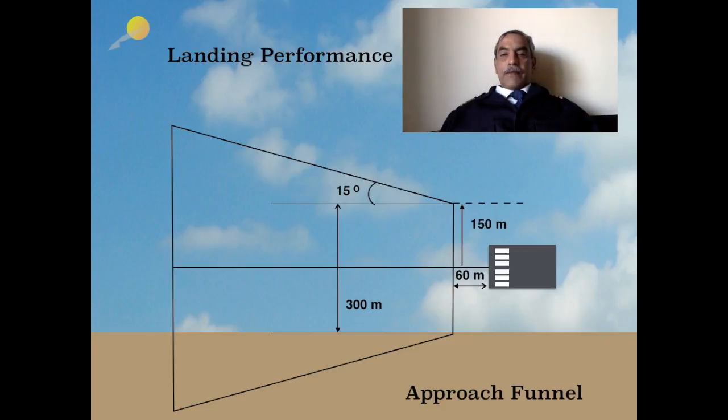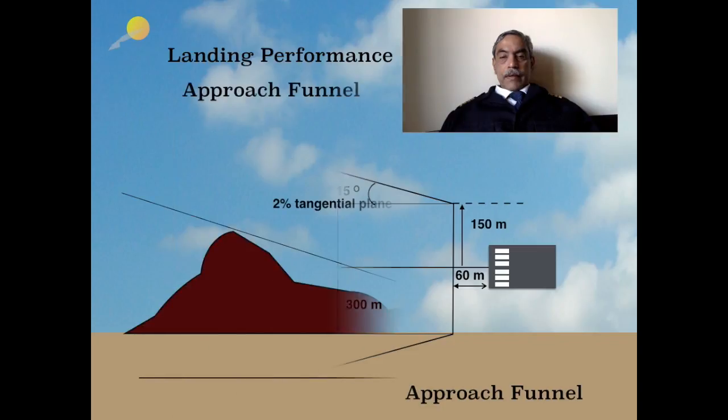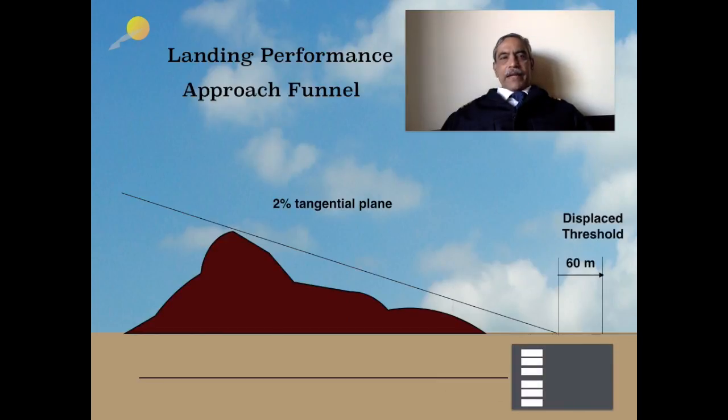Why are we trying to define this approach funnel? This is the area in which the aircraft is likely to make its approach, even if there was a minor deviation. It is assumed that the aircraft will not go out of this approach funnel, and now we are trying to define some more conditions as to how to modify the landing distances. We defined the approach funnel for this reason.